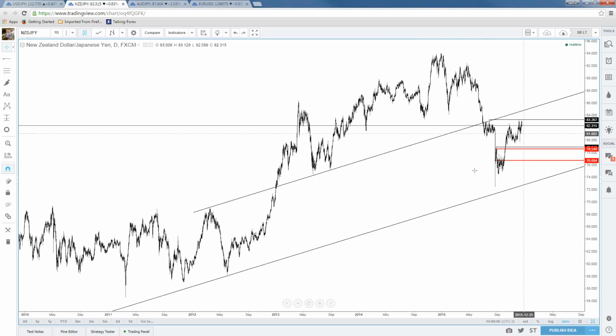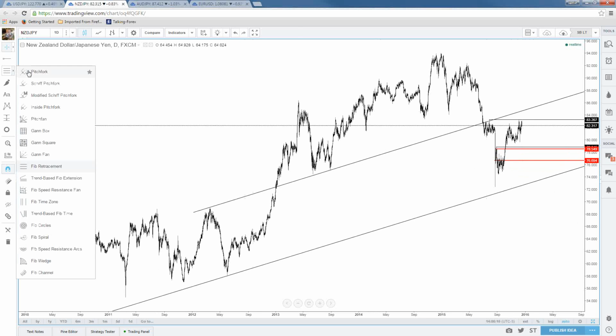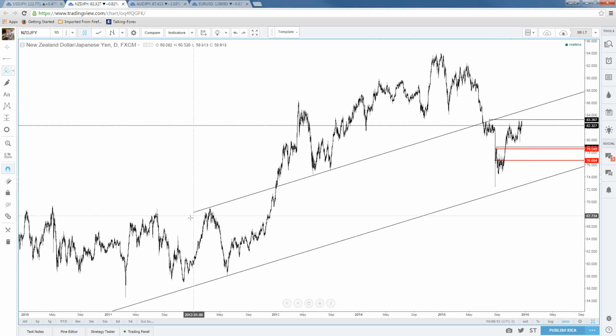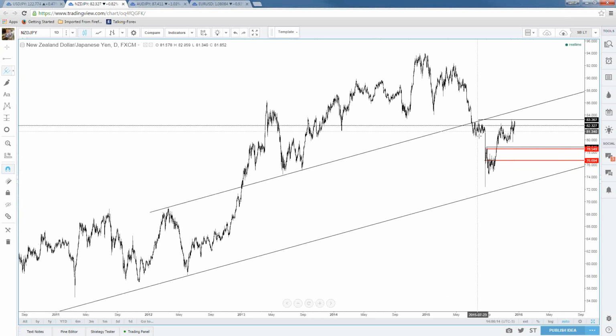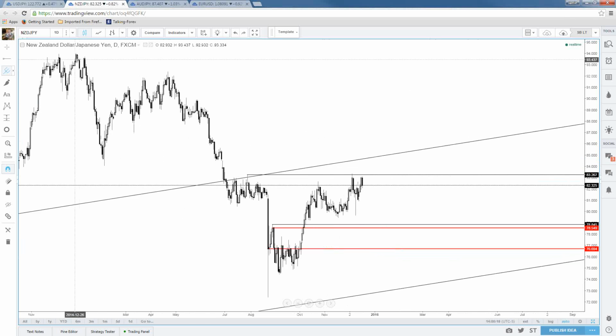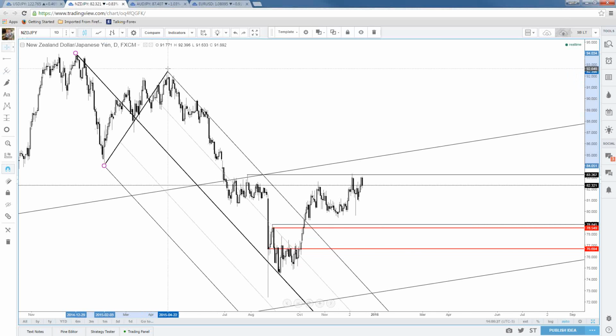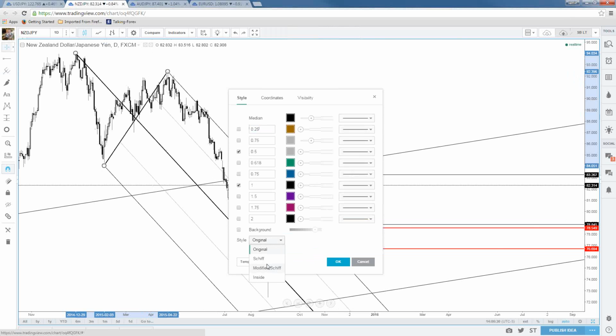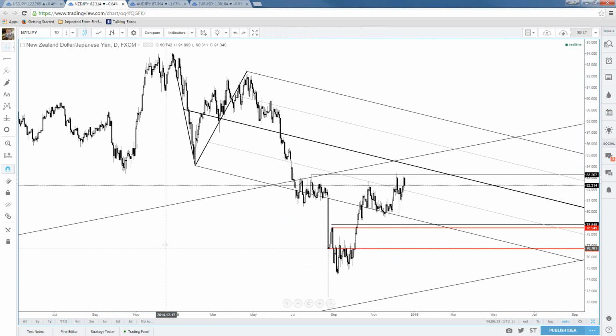Also, the risk, of course, that you go a little higher up to this level. It's old resistance. Old resistance, turned support, turned resistance before the crash. Let's see what this looks like if I just draw a modified shift. Not a lot to look at, in my opinion.